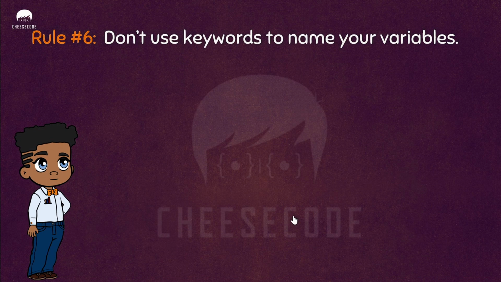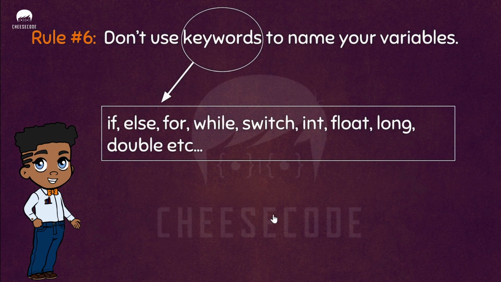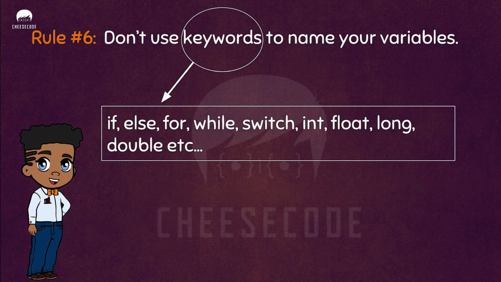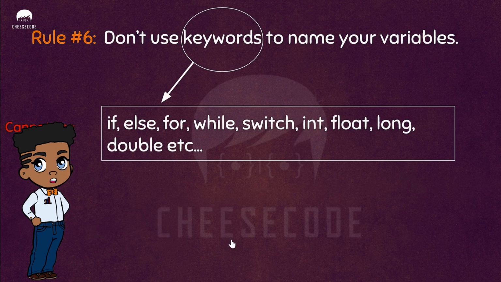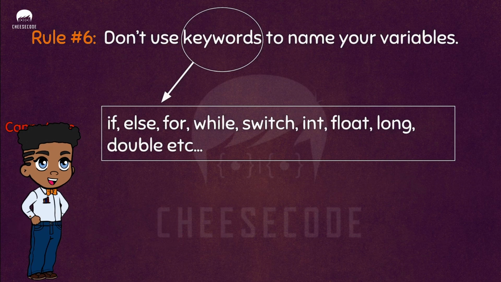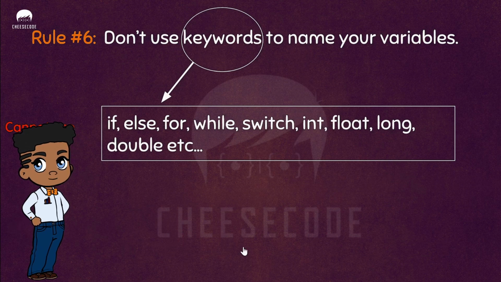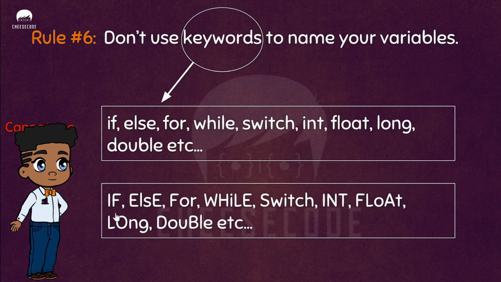Keywords like if, else, for, while, switch, int, float, long, double, etc. are reserved words. You cannot use them in naming your variables. Although all these keywords are lowercase, if you insist on using them in naming your variables, you can make either a single letter or multiple letters uppercase, and then you can use them like this.